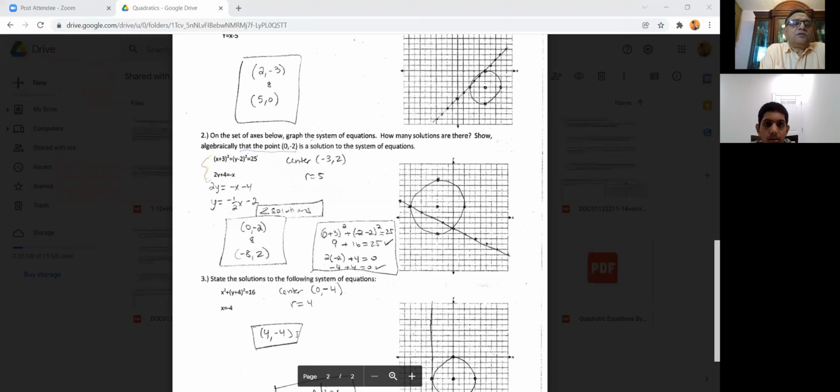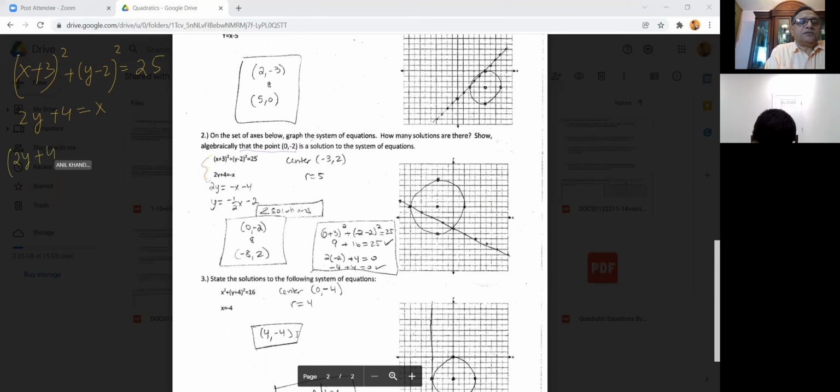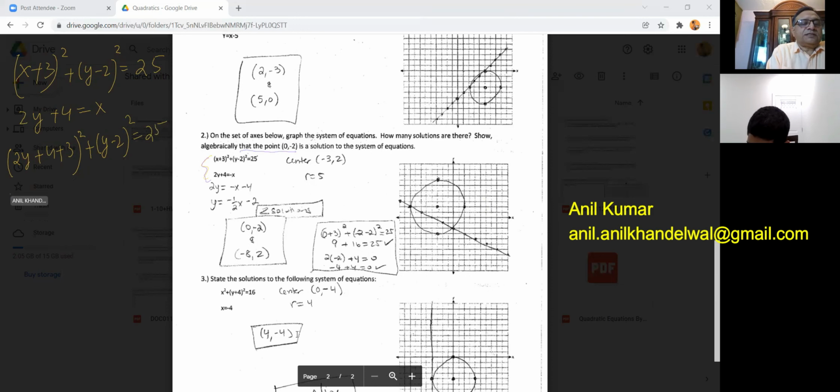Yeah, that is difficult. So we already have this equation, which is (x plus 3) whole square plus (y minus 2) whole square equals 25. And we are given an equation, which is 2y plus 4 equals x. So x is 2y plus 4, right? We'll make the substitution for x, which is 2y plus 4. So we get (2y plus 4 plus 3) whole square plus (y minus 2) whole square equals 25, correct? First, let's simplify it further.